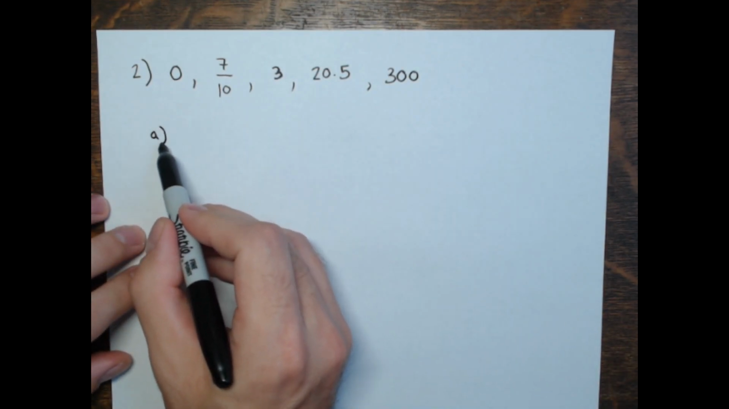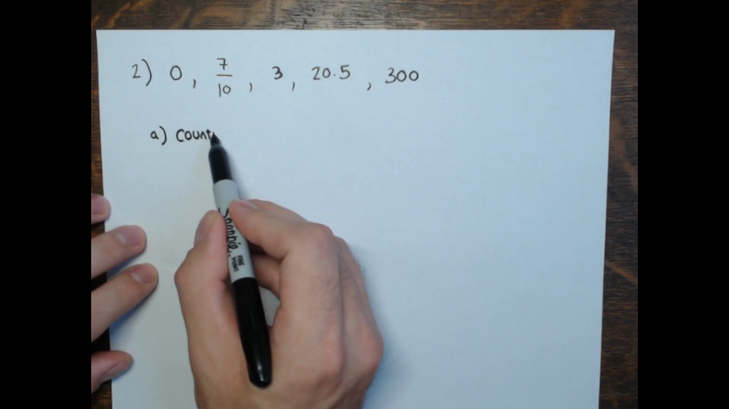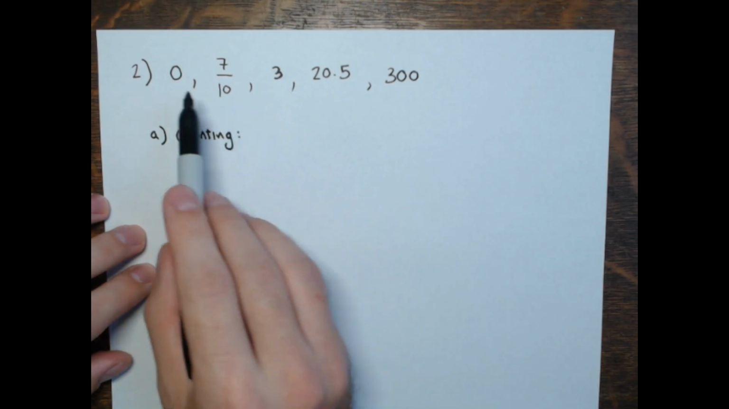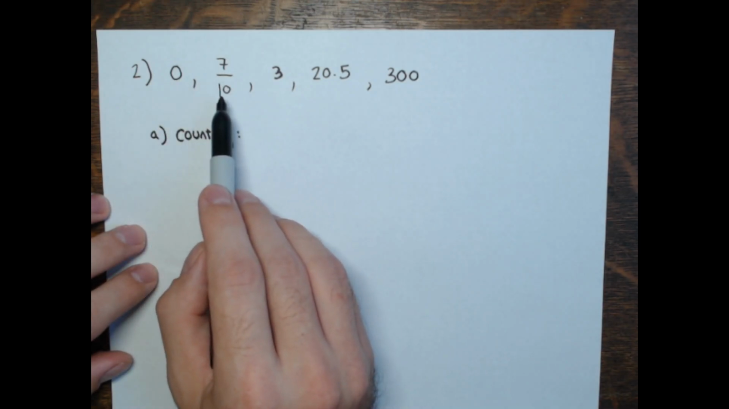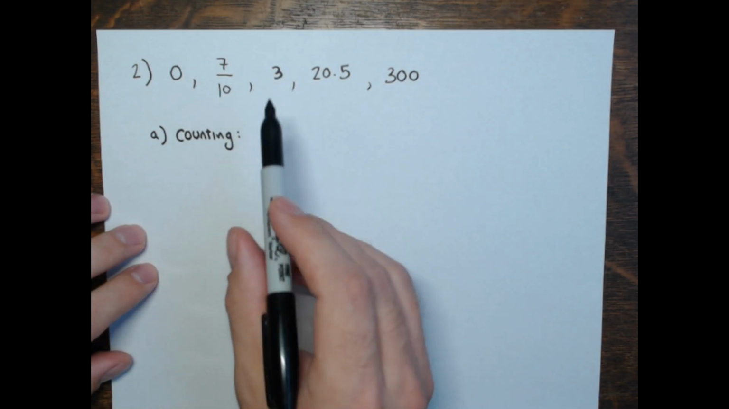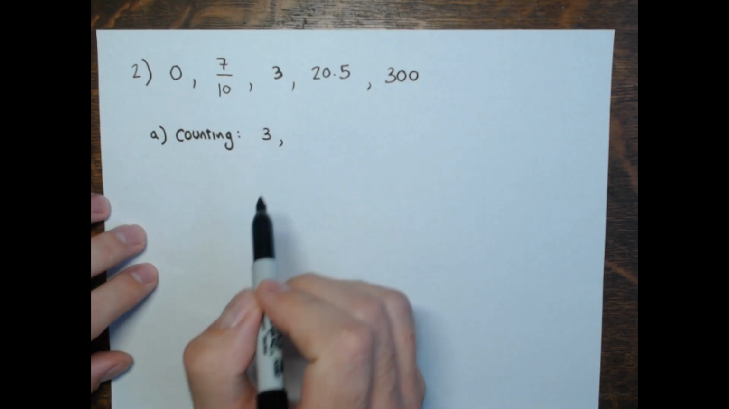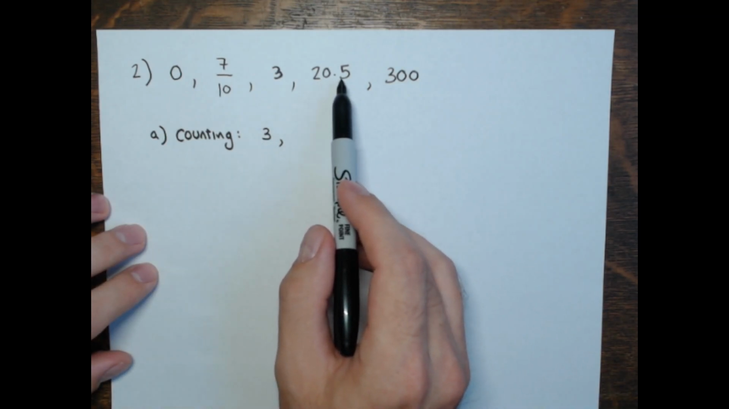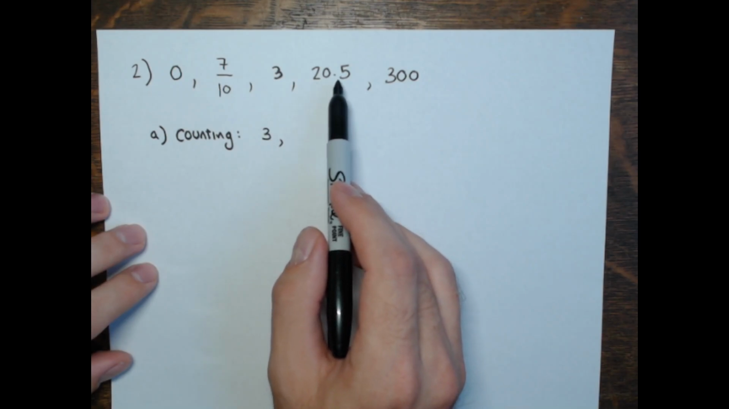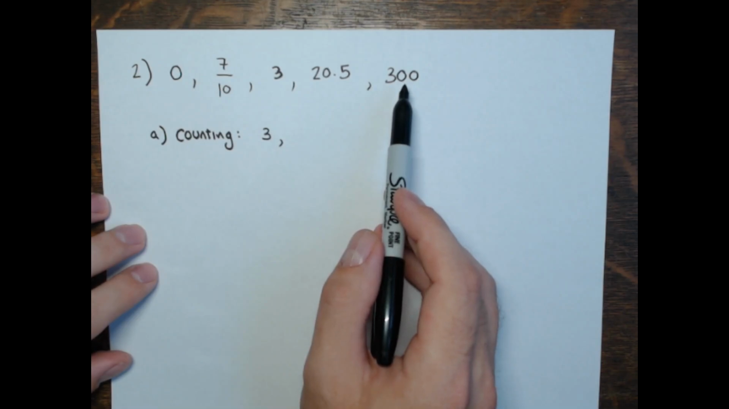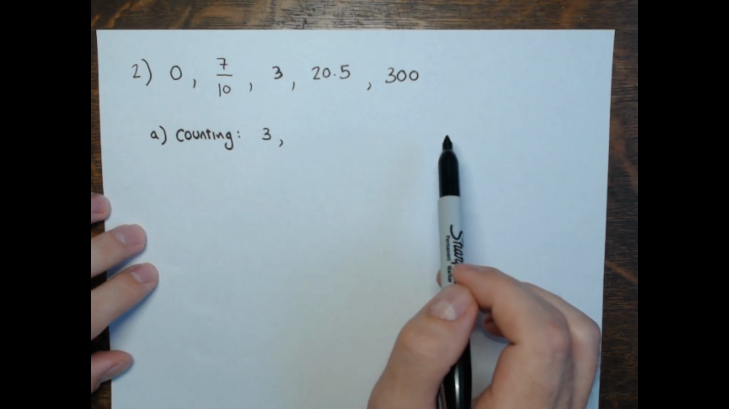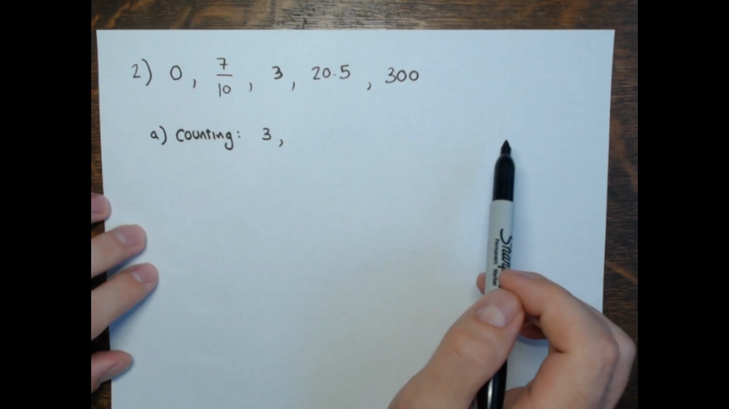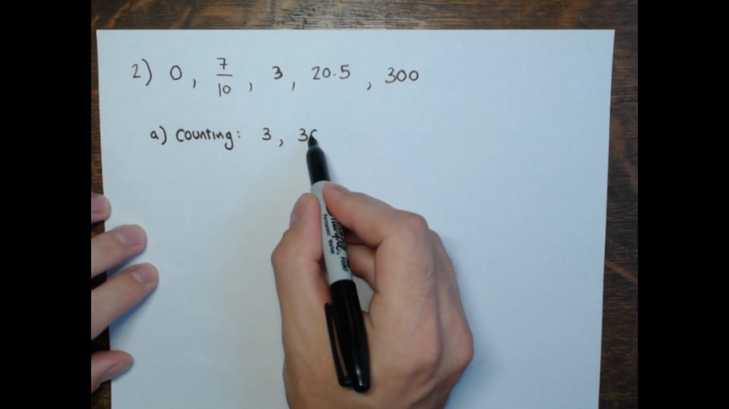All right, so part A might be counting numbers in this list. 0, remember 0 is whole, but not counting. Fraction, neither. 3, right? 1, 2, 3. 3 is counting. And no fractions, no decimals, so this is neither. And then 300, right? Eventually you'd get there. 3, 4, 5, 6, 7, 8, all the way out to 299, 300, right? You'd eventually get to 300.